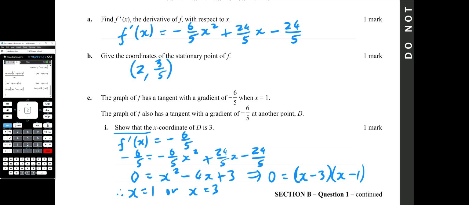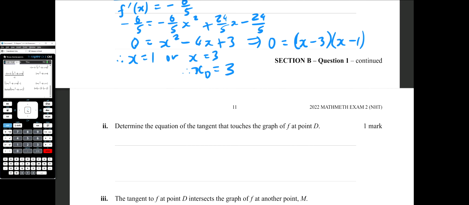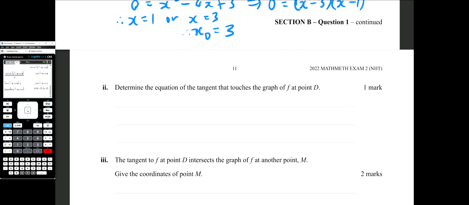Now they already told us that the gradient is negative 6 over 5 when x equals 1, so we already know x equals 1 is one answer. So therefore, the x coordinate of point D is equal to 3. And there we go. For the mark, we've now done all the working to show that D has an x coordinate of 3.